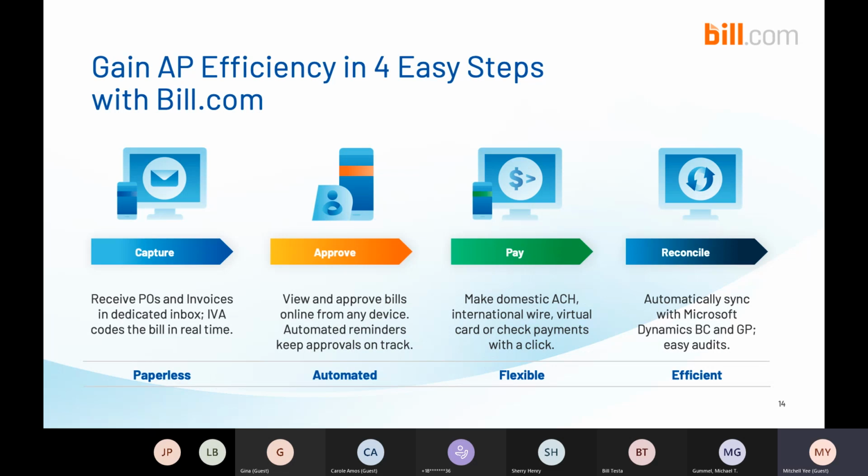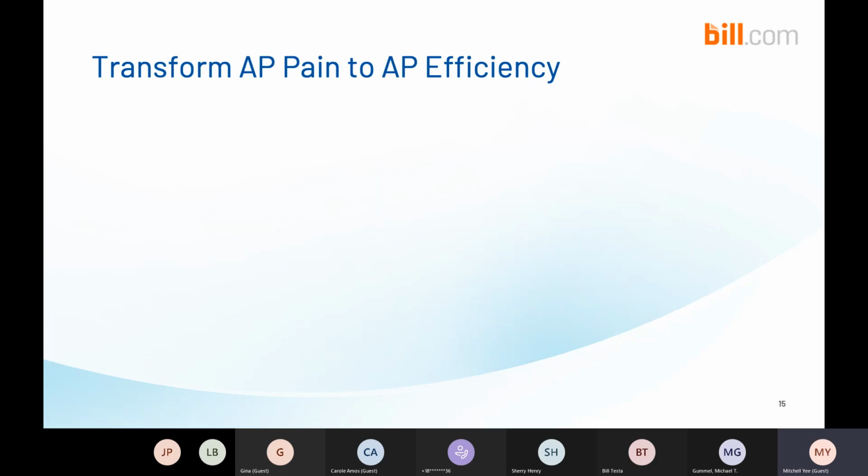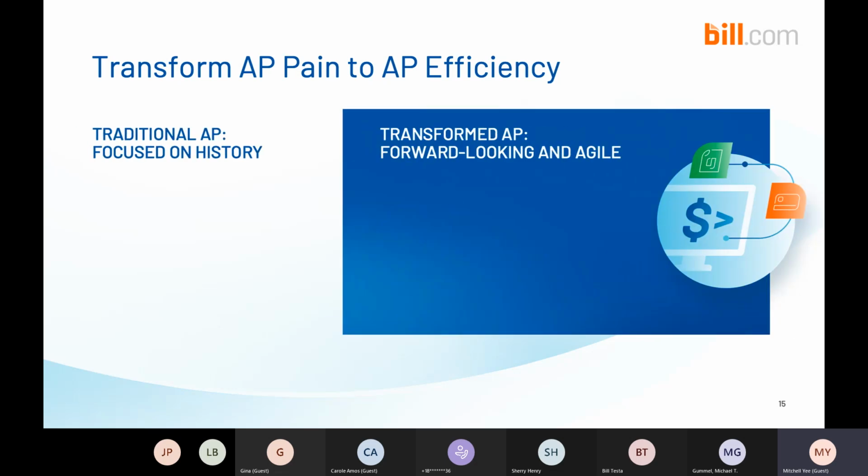As we talk about these transformations, we're looking at transforming AP pain, AP struggles, AP concerns into AP efficiency. So we've shown you AP automation with Bill.com's transformation from AP pain to AP efficiency. It changes the focus from a history-driven AP workflow to a future-proofing AP workflow. You can be agile, you can be nimble for any change in business condition. And so when we look at this, we're looking at the traditional AP focused on history, and we're looking at how it's going to be transformed into AP that is forward looking and agile.